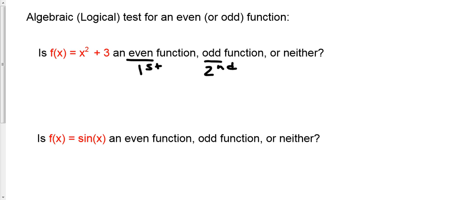If it's not even, then what do you have to do? Apply the odd test. What if it's not odd? Is that possible for a function to be neither even nor odd? Absolutely it is. Okay. So if you haven't done it already in your notes, do it now.